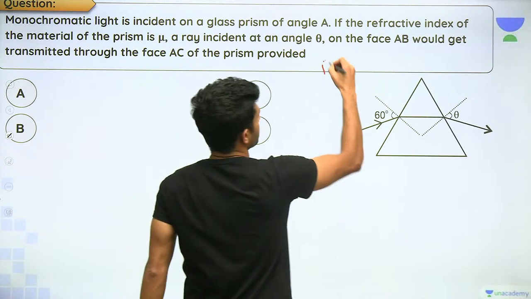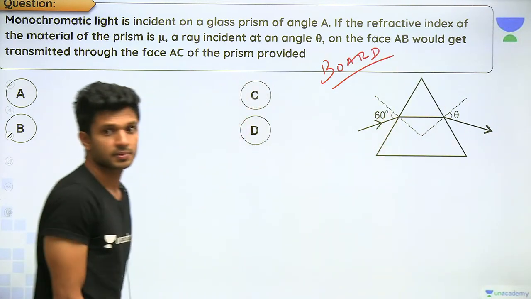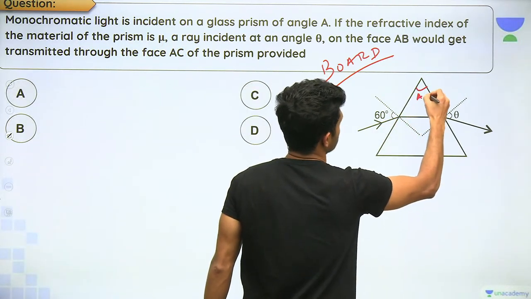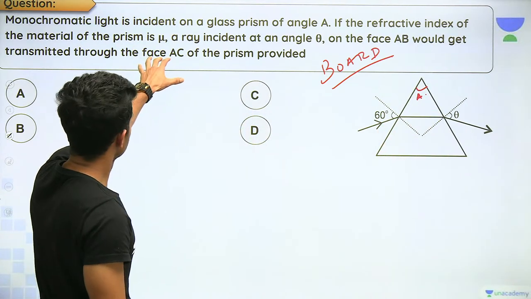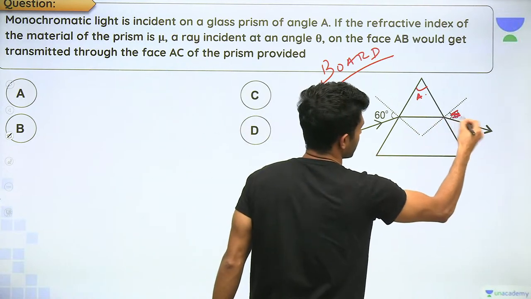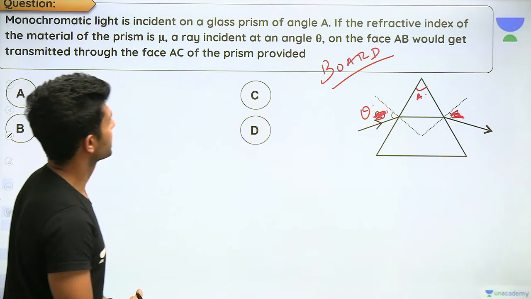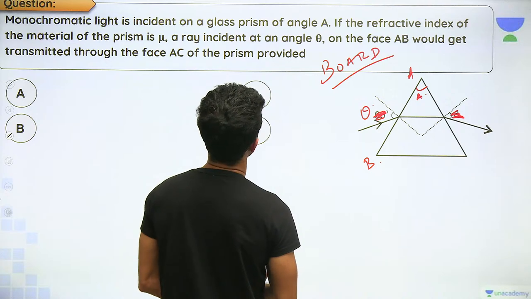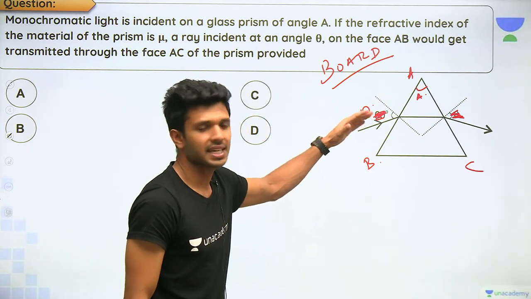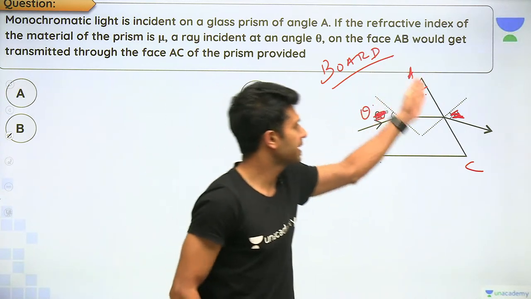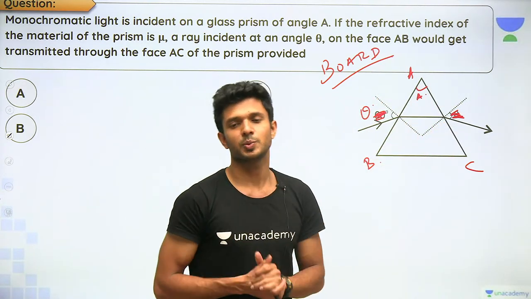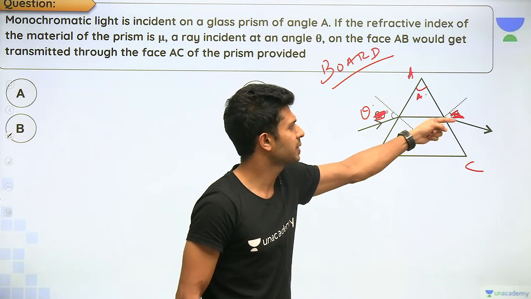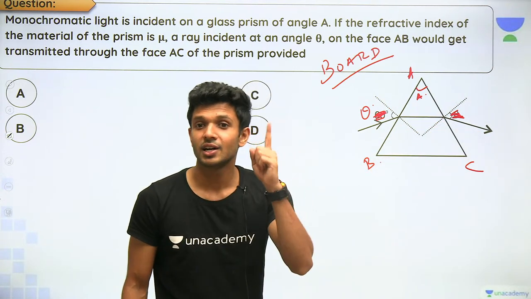A monochromatic light is incident on a glass prism of angle A. If the refractive index of the material of the prism is mu, a ray incident at an angle theta. What is written? The angle of incidence is theta on the face AB, transmitted through the face AC of the prism, provided... which means this light ray, which is getting incident at an angle of theta, if it wants to exit through this particular face AC, what is the condition to be satisfied? First thought should be, what is the reason this light ray, though the prism is transparent, would not come out? Yes, there is a condition called total internal reflection.